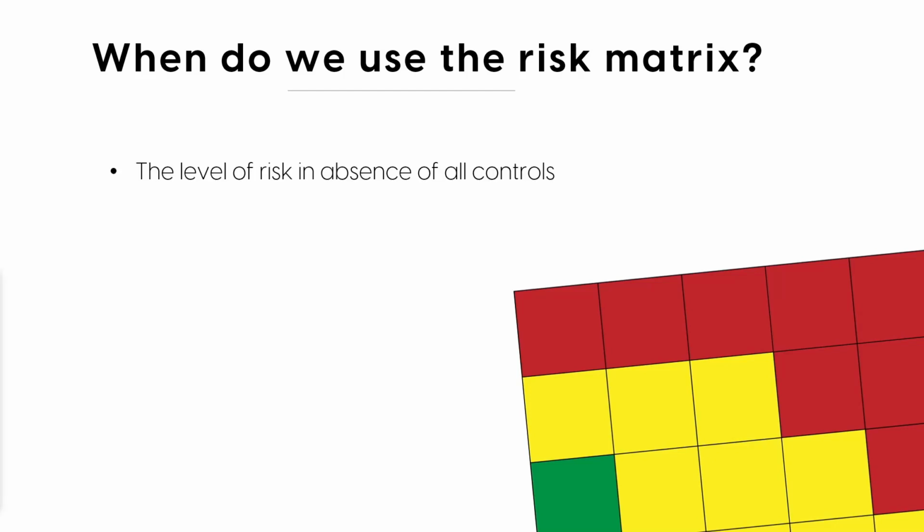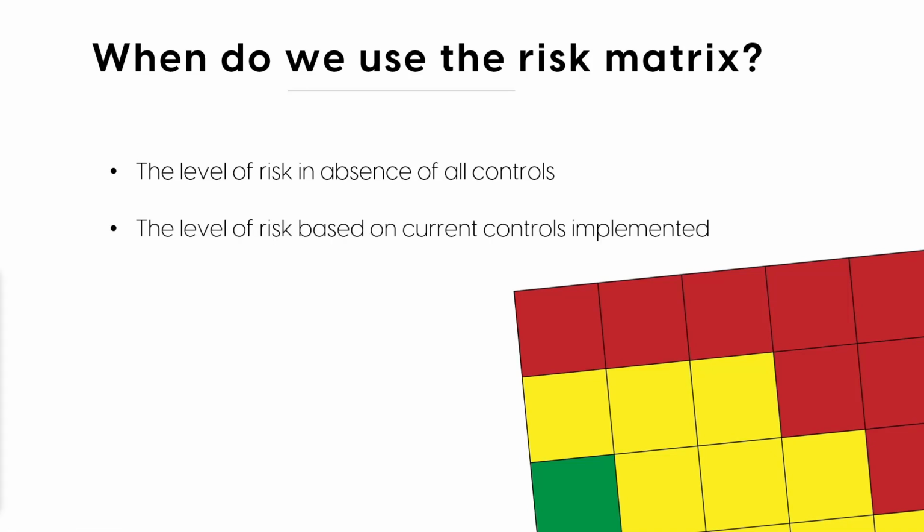So we want to know the level of risk in absence of all controls. So if nothing was implemented and we just kept doing the activity without any type of controls in place, well, what's the risk level there? Next, we want to know what the risk level is based on the controls implemented. So this is typically called your primary and your residual risk. And if your controls are effective enough, then you should be able to see a reduction in risk from the first time you've risk rated it to the second time you've risk rated it.